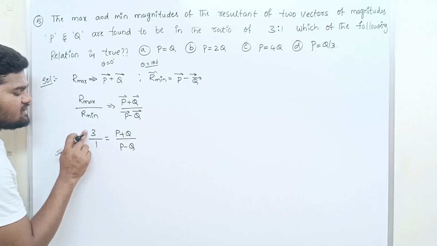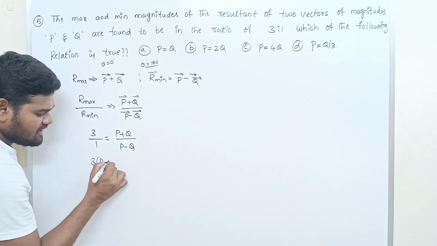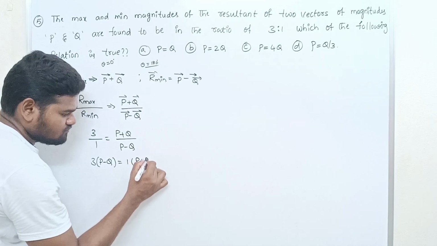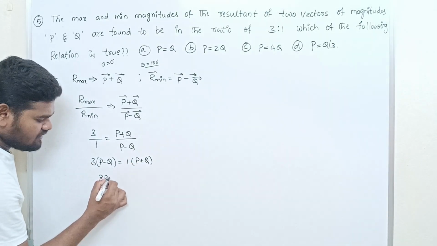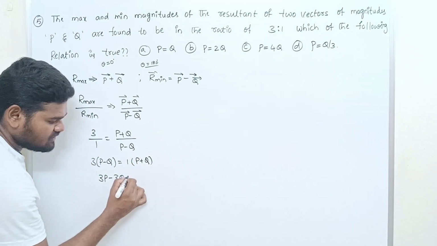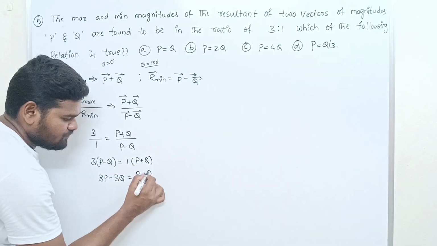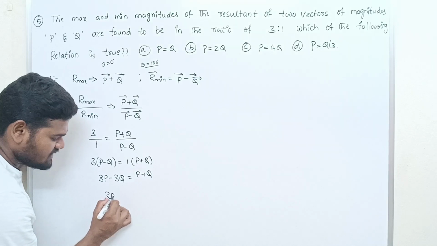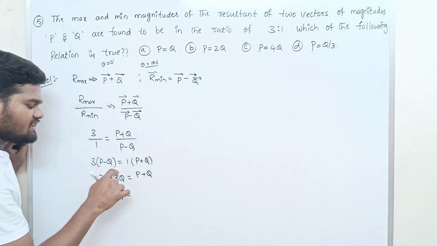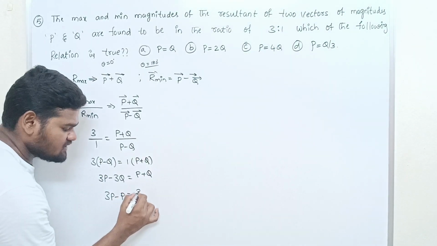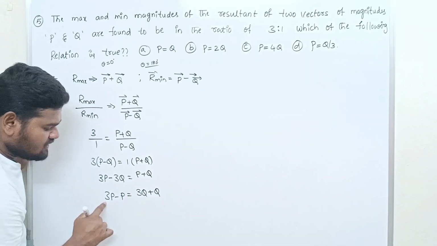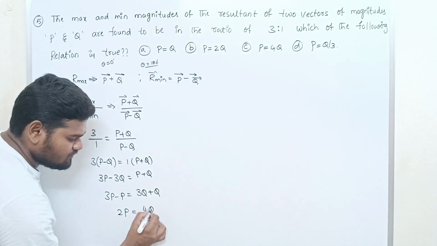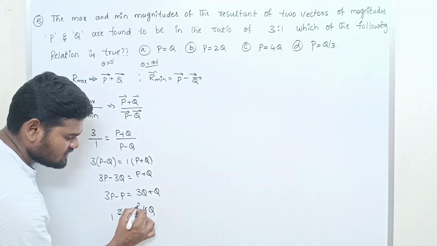So if you bring this P minus Q to this side, it becomes 3 into P minus Q, 1 into P plus Q. 3 into P, 3P minus 3 into Q, 3Q, P plus Q. So separate P's one side, Q's one side. Bring this P to this side, it becomes 3P minus P, equals bring this minus 3Q to that side, it becomes plus 3Q plus Q. 3P minus P, 2P, 3Q plus Q, 4Q. So 2 ones are 2, 2 twos are 4.